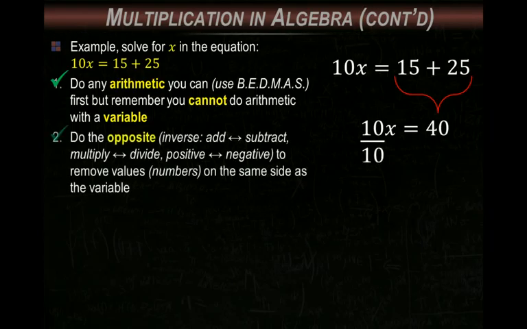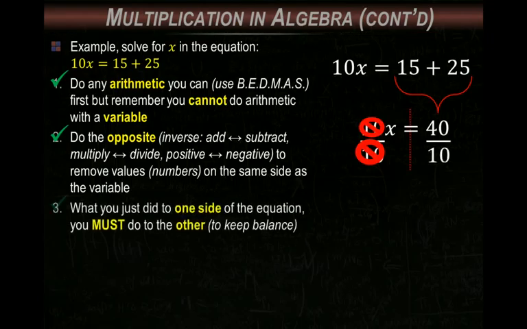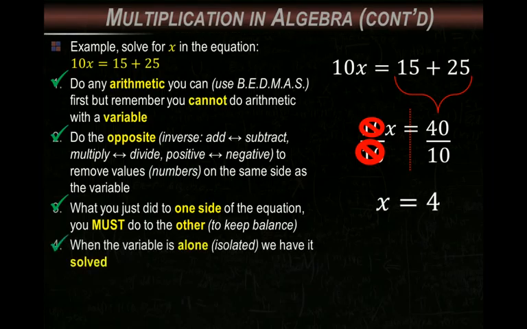Step 2, do the opposite. So instead of 10 times x, I divide by 10. And what I do to one side, I do to the other. So 40 divided by 10. The 10s cancel, leaving me just x. And 40 divided by 10 is? Anyone? 4. And I'm done. And if you don't know how to do this mentally, just use your calculator, 40 divided by 10.